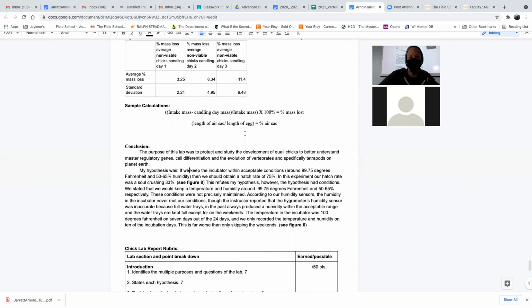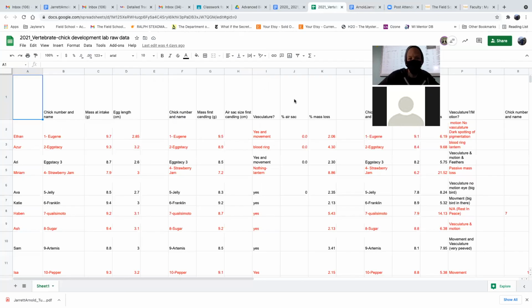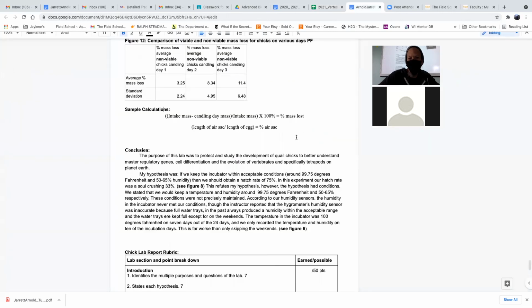But now let me do this one thing here, sample calculations. So for a sample calculation, you simply go to your Google Sheet, you find a column. I'm just going to use this first column here. We have a percent mass loss of 2.06. We can all see that, right? For Eugene. I go back to my lab report, right? And this is percent mass loss sample. So I say equals 2.06%. Okay, and it looks like it was intake mass minus candling day mass divided by intake mass.